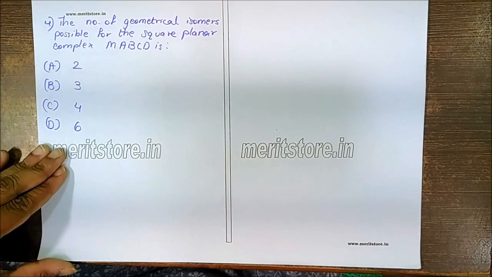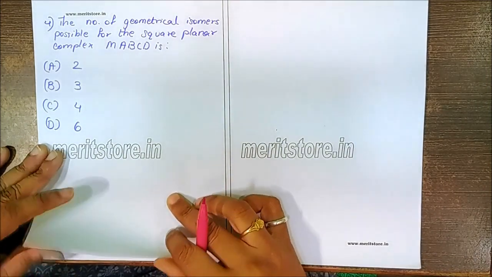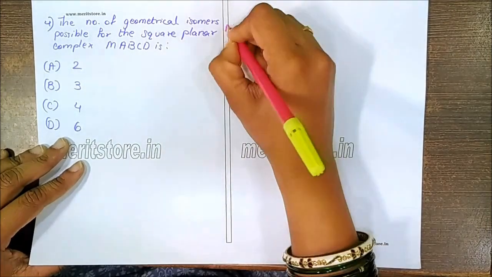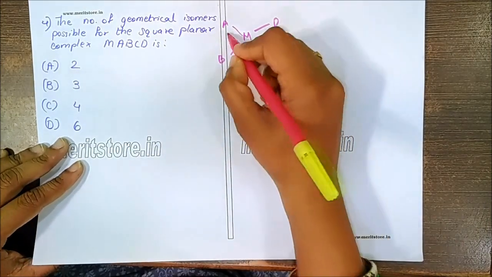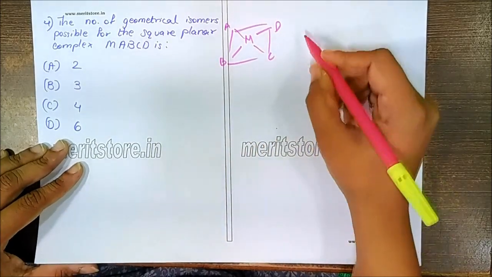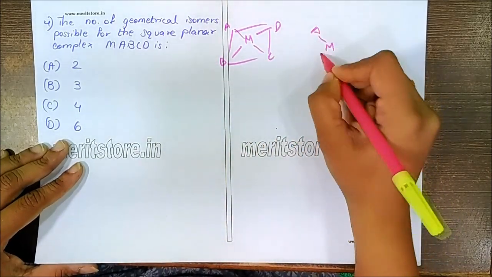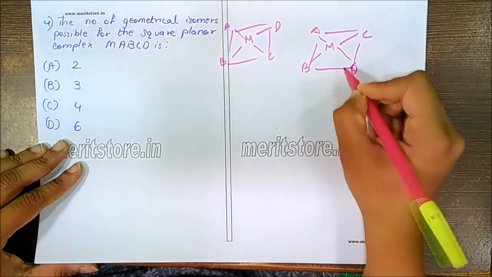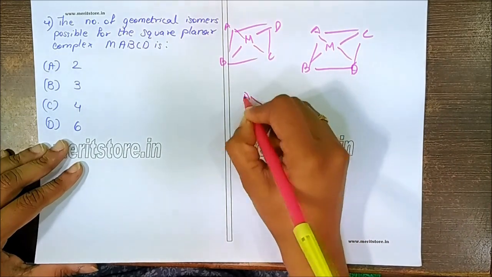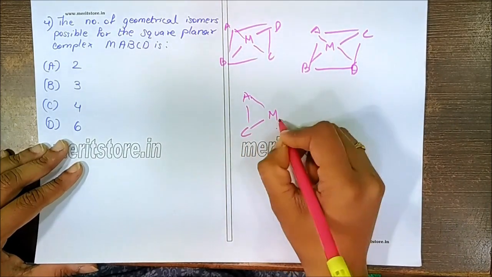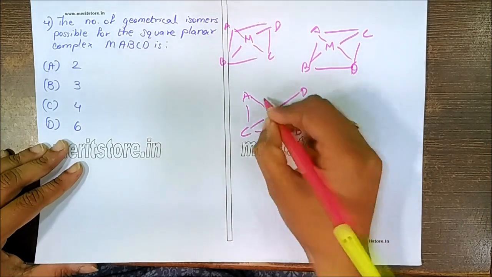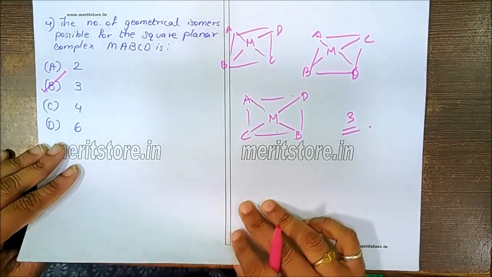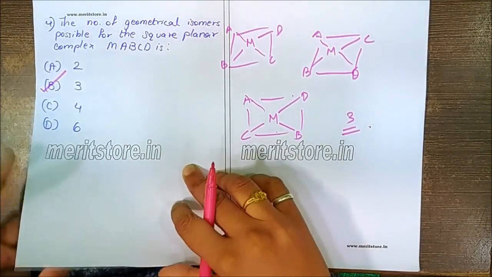The number of geometrical isomers possible for the square planar complex MABCD is. If I have MABCD, the arrangement surrounding this square planar will be like this. We can have the other arrangement like MABDC. I'm just changing D and C. Another arrangement, MACBD. I'm just changing C with B. So there are 3 geometrical isomers possible. So our option is B.